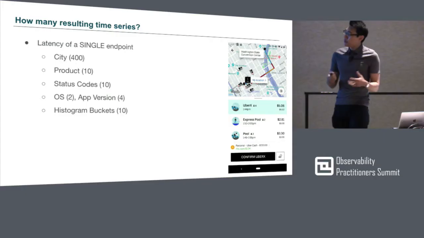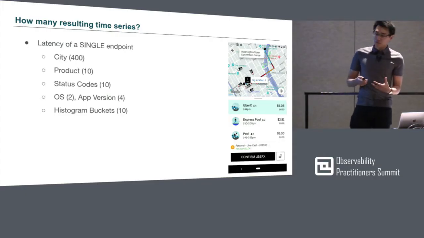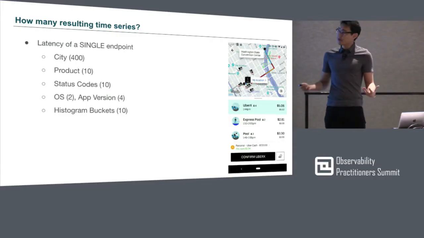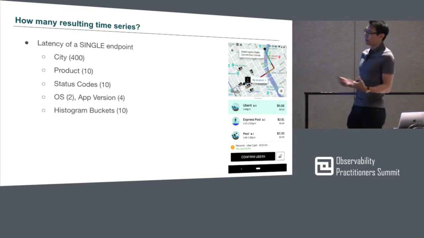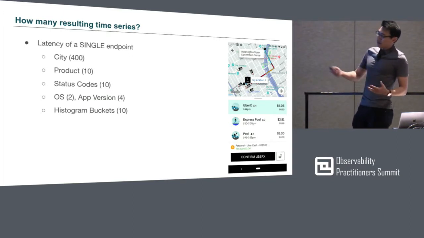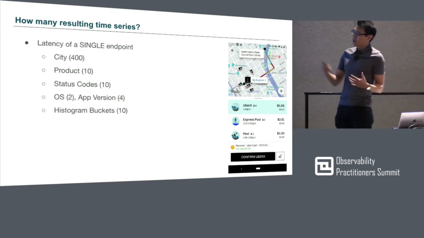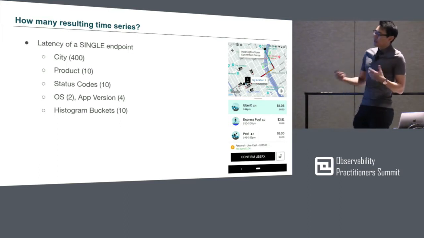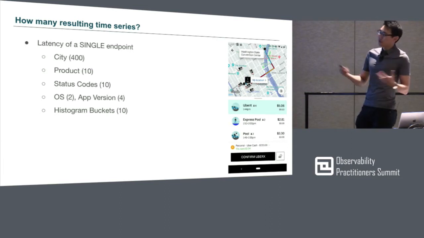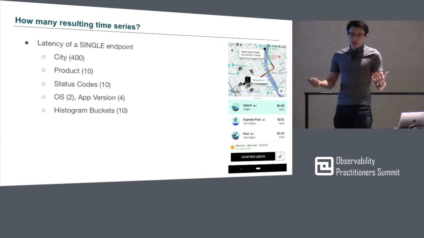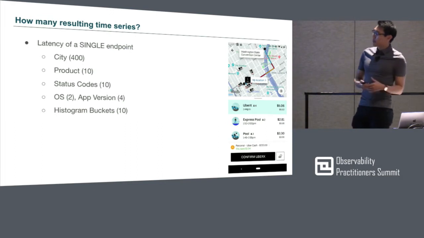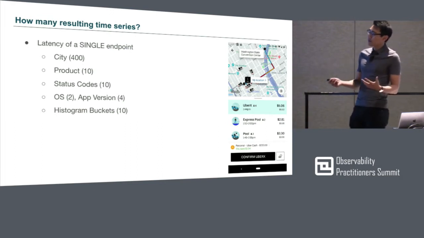So for every one of these tags, there are multiple tag values, of course, and then for every unique tag value, you result in a new time series. So for cities, we operate in about 400 cities or so. For products, this is like UberX, Uber Pool, and whatnot. We have about 10 products. Status codes, think like HTTP status codes, probably like 10 of those. OS, let's just pretend there's 2, no BlackBerry app. App version, let's say conservative estimate, there's like 2 versions per OS or something like that.